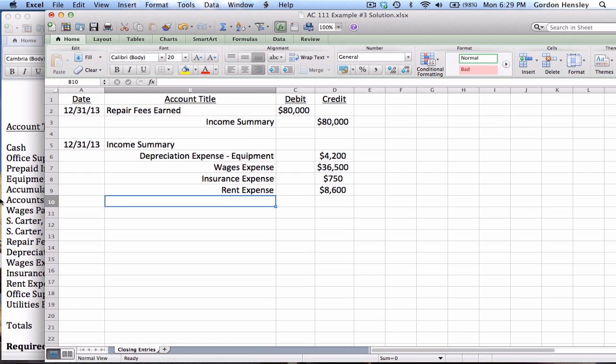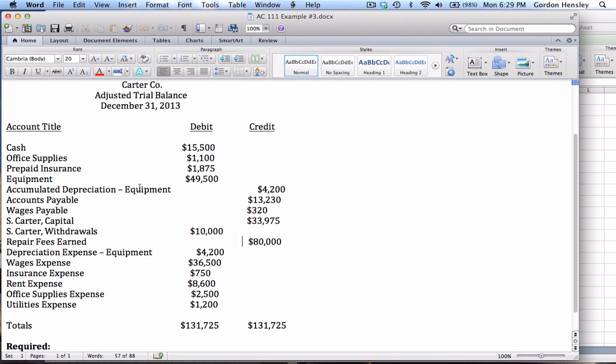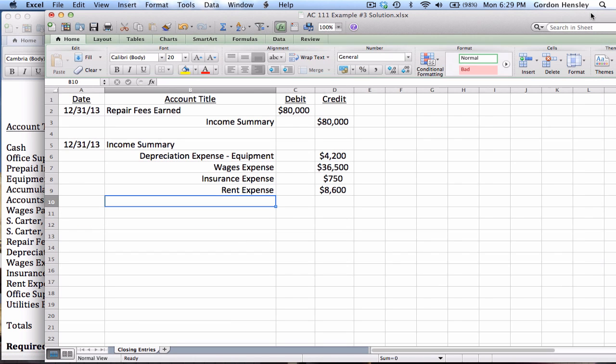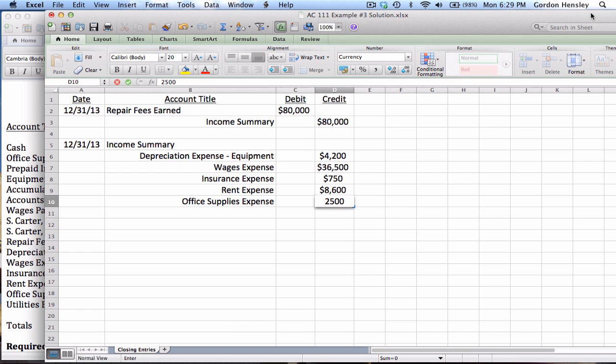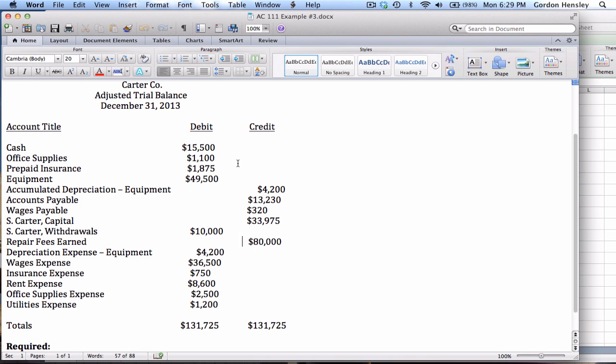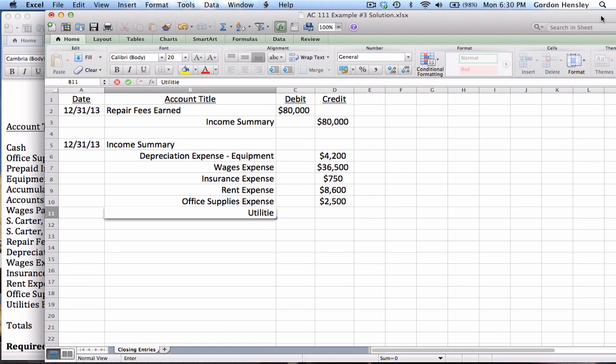$8,600. Then they had office supplies expense, $2,500. So office supplies expense, $2,500. And then finally, the last expense was utilities expense with a $1,200 balance. So that gives you all of the various expense accounts. Like I said, there were 6 of those. Now that's all on the credit side.